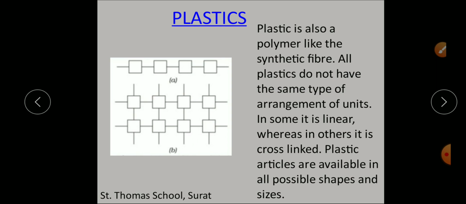So plastics are polymers just like the synthetic fibers. Almost everything we see around us is made up of one plastic or the other. Like synthetic fibers, plastics are also polymers. Different plastics have different arrangements of molecules. So in some plastics the arrangement is linear, while in others it is cross-linked, okay students.